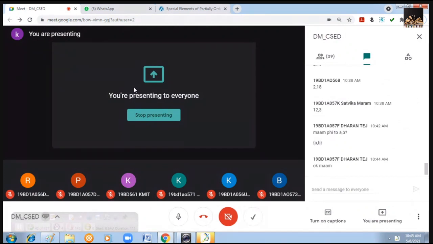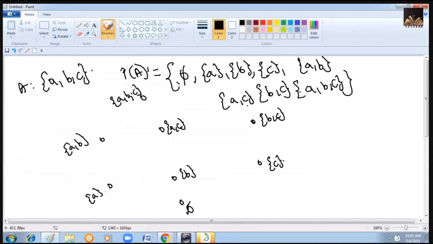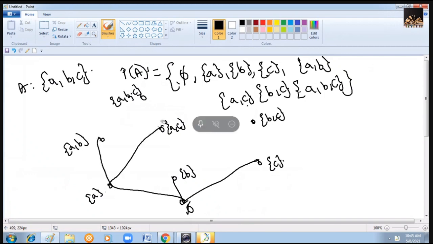Finished? So see here, this phi is a subset of a, so you can have an edge from phi to a. Similarly, phi to b and phi to c. Now coming to this a: a is a subset of ab and a subset of ac. Similarly, b is a subset of ab and bc. Now this c is a subset of ac and bc.